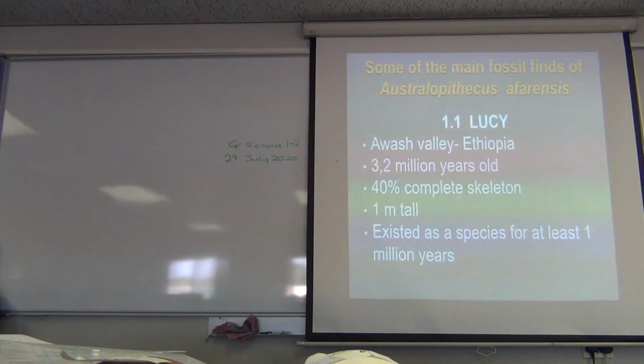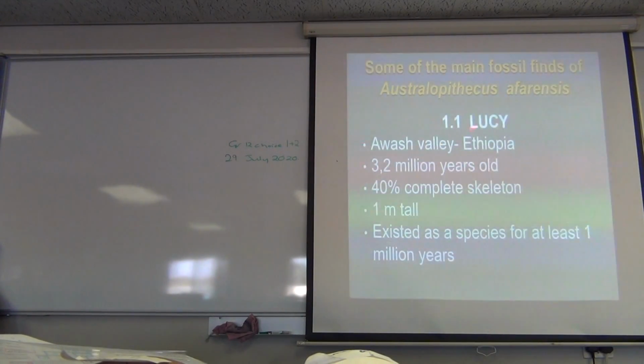Okay. All right. Lucy was found in the Awash Valley in Ethiopia. You guys know where Ethiopia is? That's a really good answer there. I said East Africa. Okay, right. So you know the little part that sticks out of Africa? That's like the Horn of Africa. Yes. Okay, Ethiopia is there. I'll show you a map now.